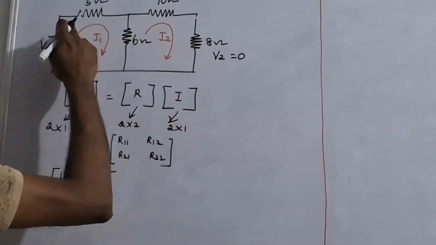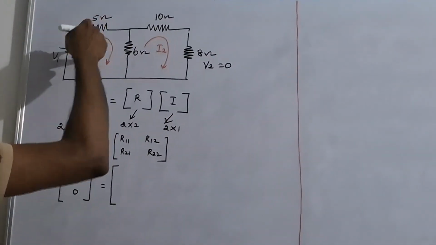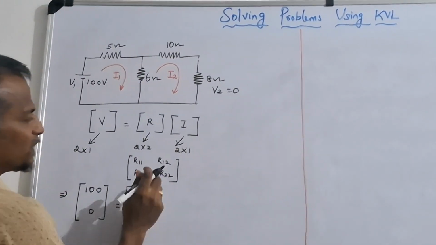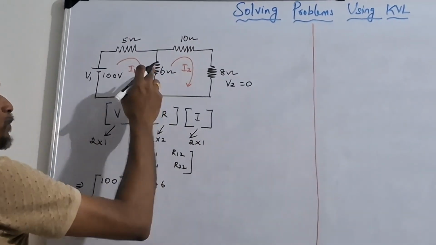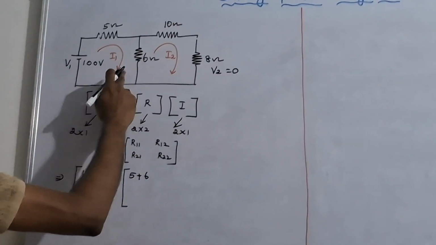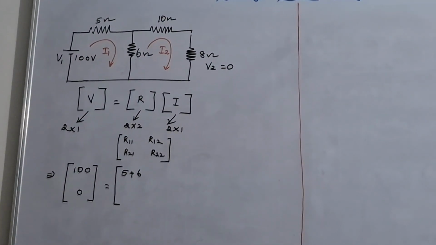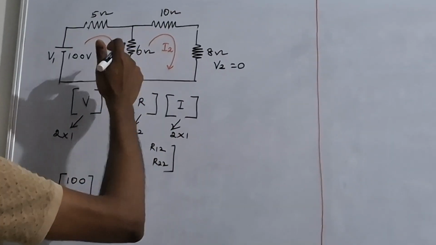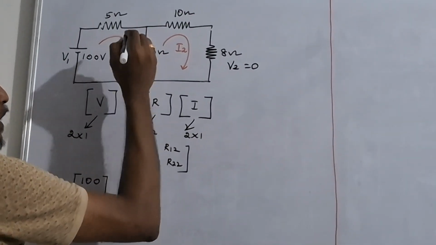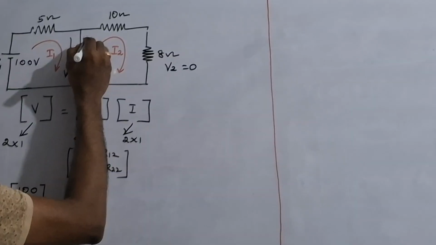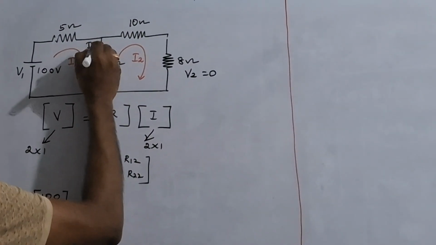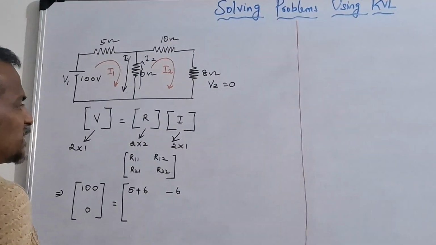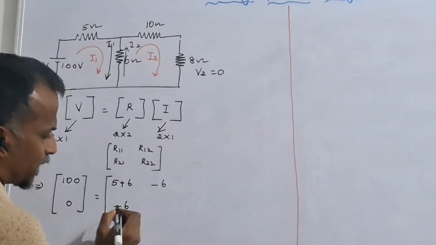R11 is nothing but the sum of the resistance in the one loop. So that is 5 plus 6. Then R12 is nothing but the common resistance between the two loops. Therefore, here 6 ohm is the common resistance. However, current I1 is going down and current I2 is going up. This is I1 and this is I2. Therefore, we have to write minus 6. Then similarly, R21 is also minus 6.